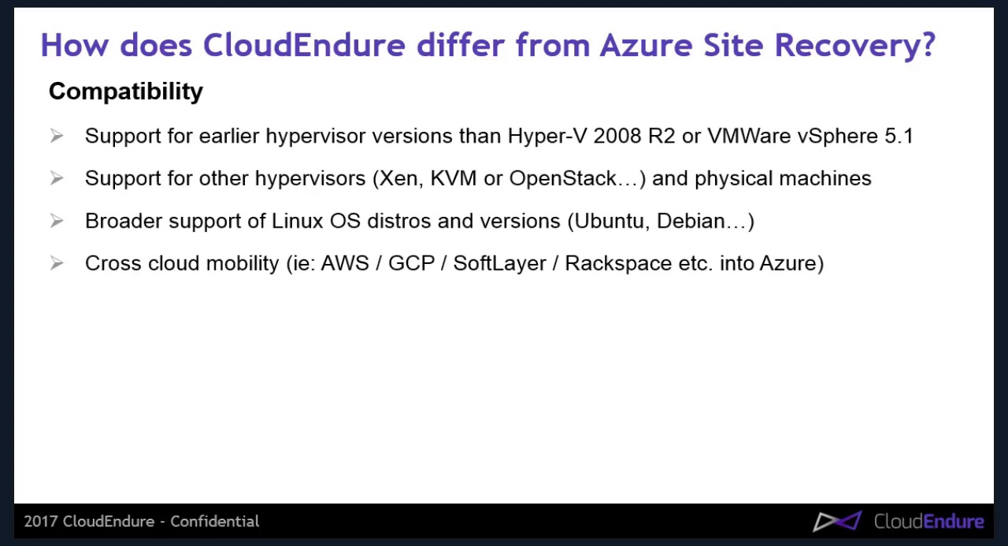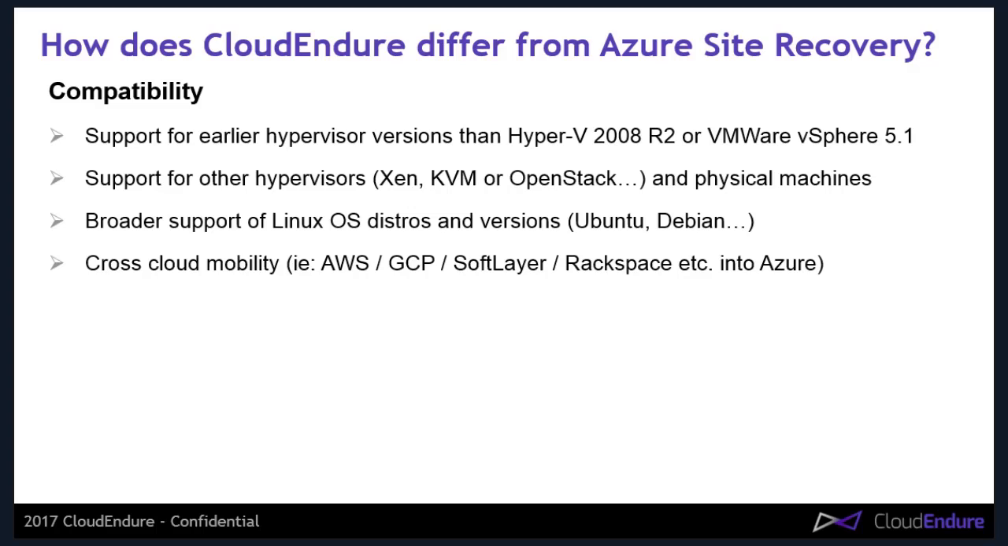We see this as being very complementary to the things that ASR simply cannot do. This information is basically delivered to us by both our friends at Microsoft, as well as partners that have used CloudEndure in parallel with ASR. And it starts with compatibility. CloudEndure has a very wide range of compatibility matrices of things that we can support that simply, given the nature of ASR, cannot work with ASR.